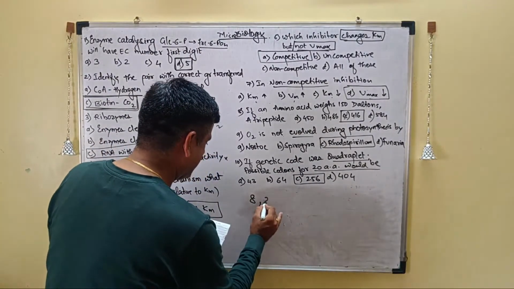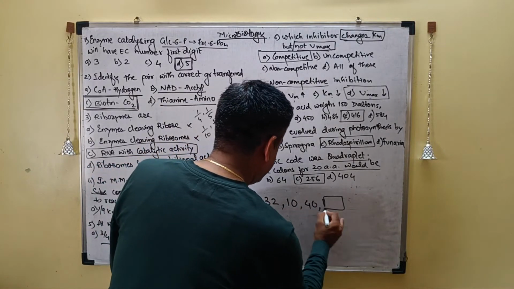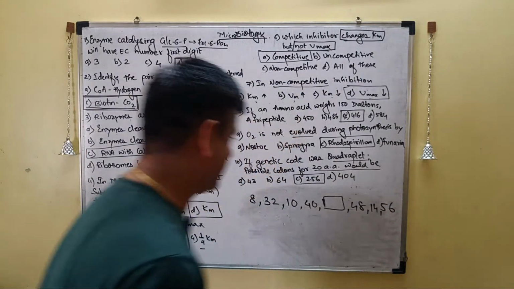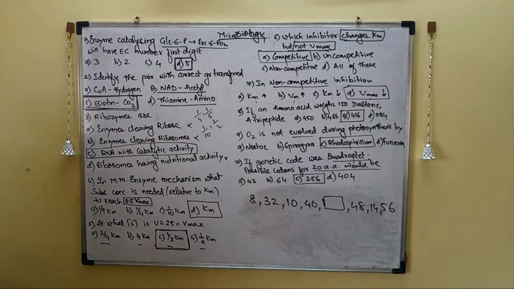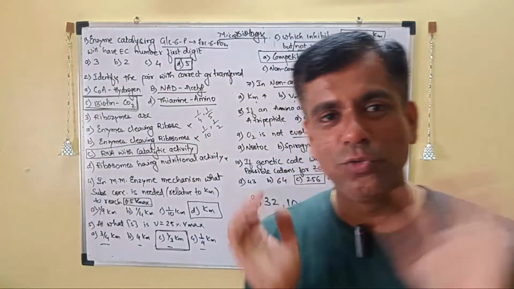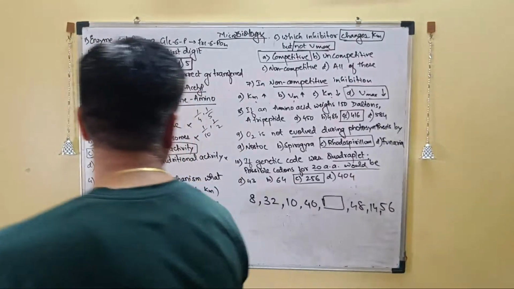So it is 8, then you have 32, then you have 10, then you have 40, a bit tougher one, 48, then you have 14, and then you have 56. Quickly. You thought you took microbiology and you'd forget mathematics. Mathematics is not going to leave you.